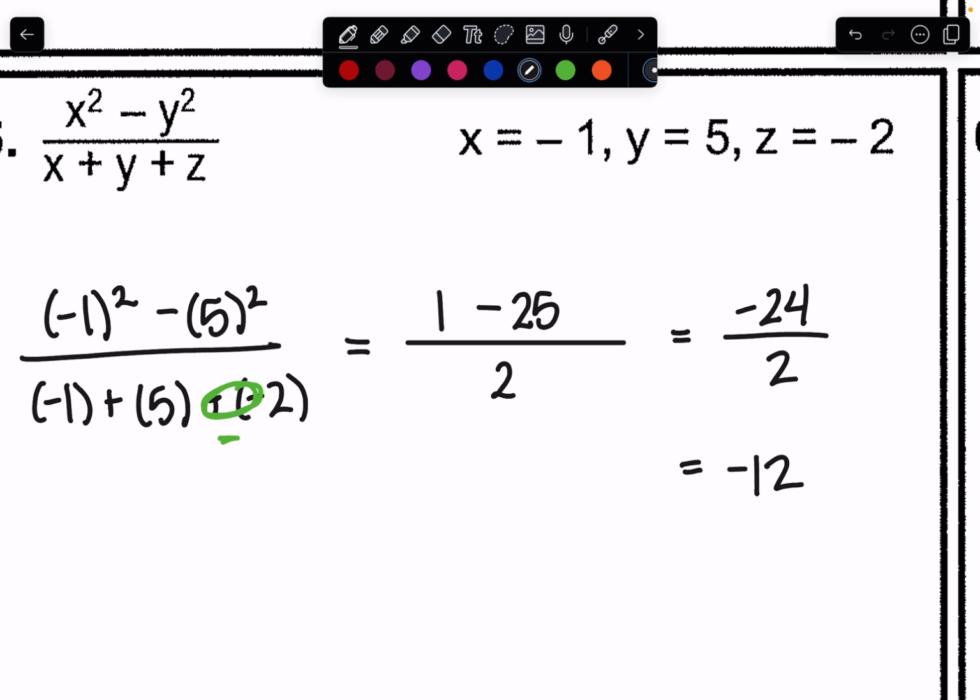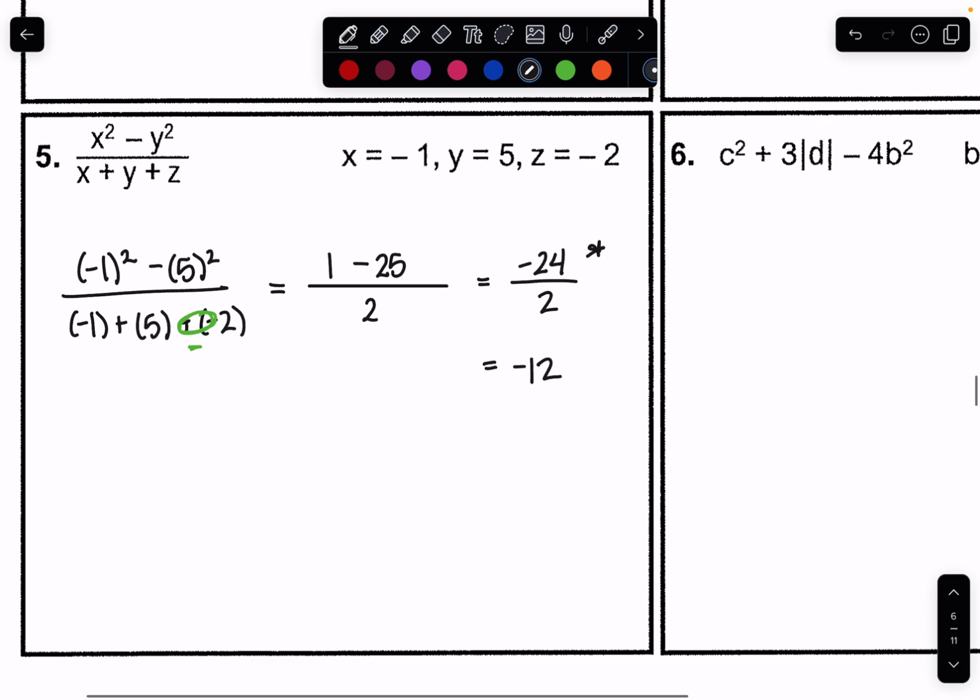So again, I cannot type things into that calculator till I get to this last step here. Your calculator will not know what to do if you try to type all of that in. You've got to have one number on top, one number on the bottom to divide. Okay, let's move on to the last one.